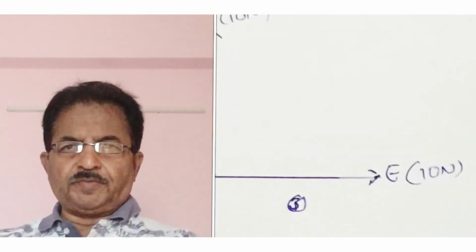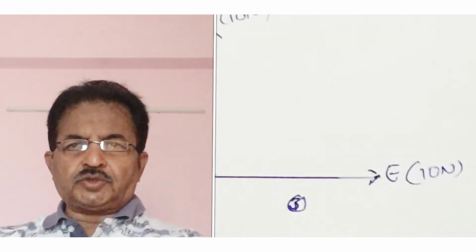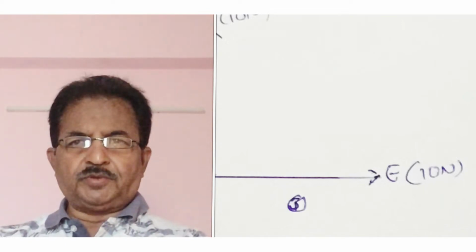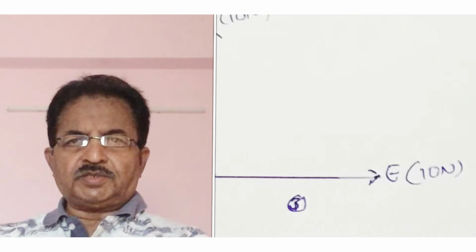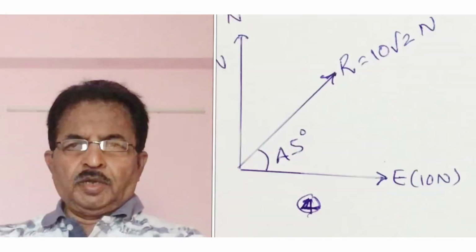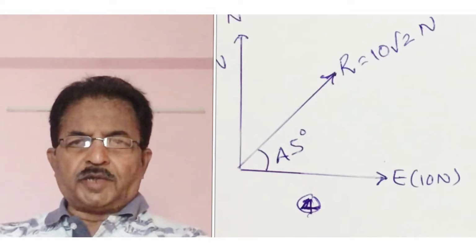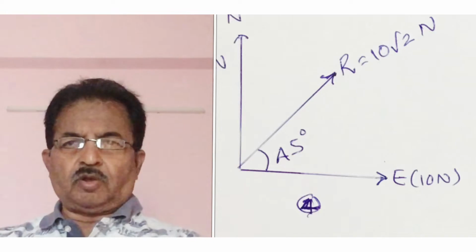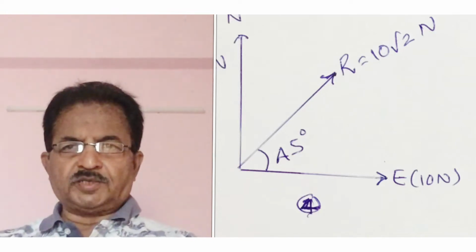Look at figure 3. In figure 3 I showed you two forces, each of 10 Newton, one acting along east, the other acting along north. So the angle is 90. In figure 4 I showed you that the resultant is equal to 10 root 2 newtons and it acts along northeast. I'll repeat the shortcut.